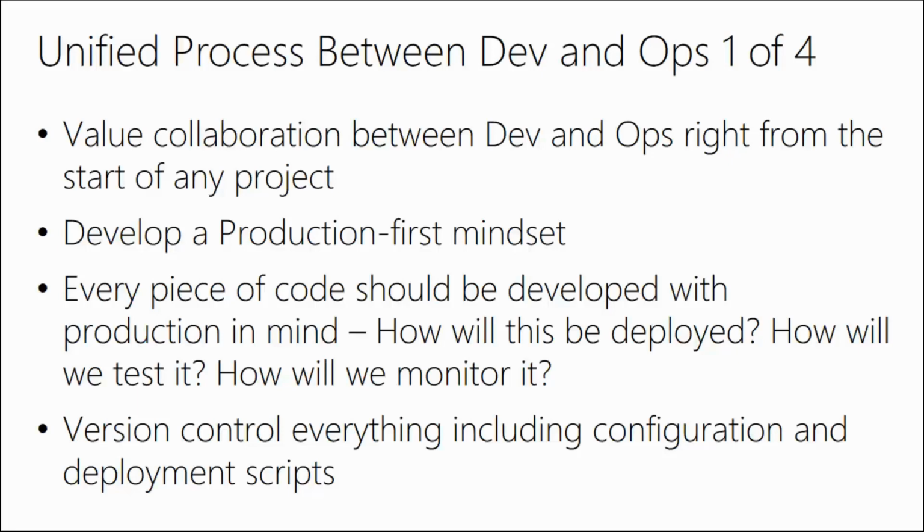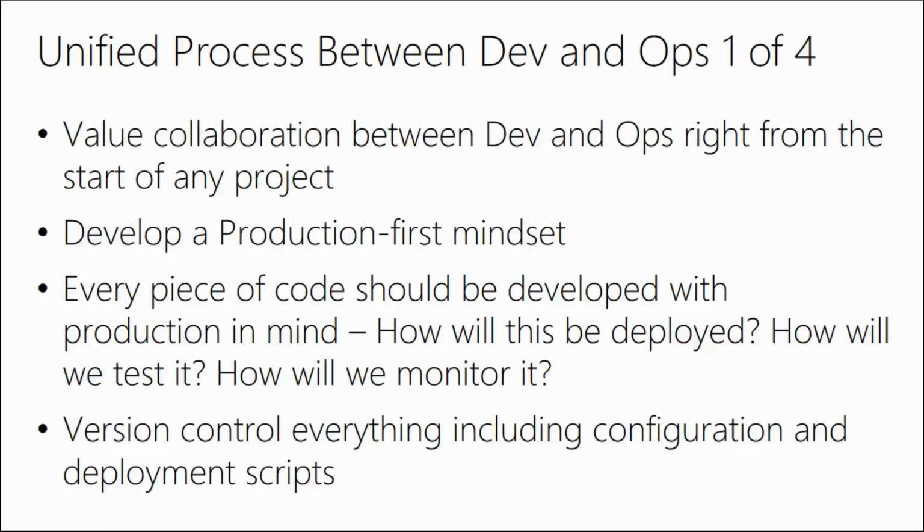The second step is develop a production first mindset. Not a development first mindset, but rather a production first mindset. So keep that difference in mind. So every piece of code should primarily be developed with the production in mind. And what do we mean by this? Just a few things.